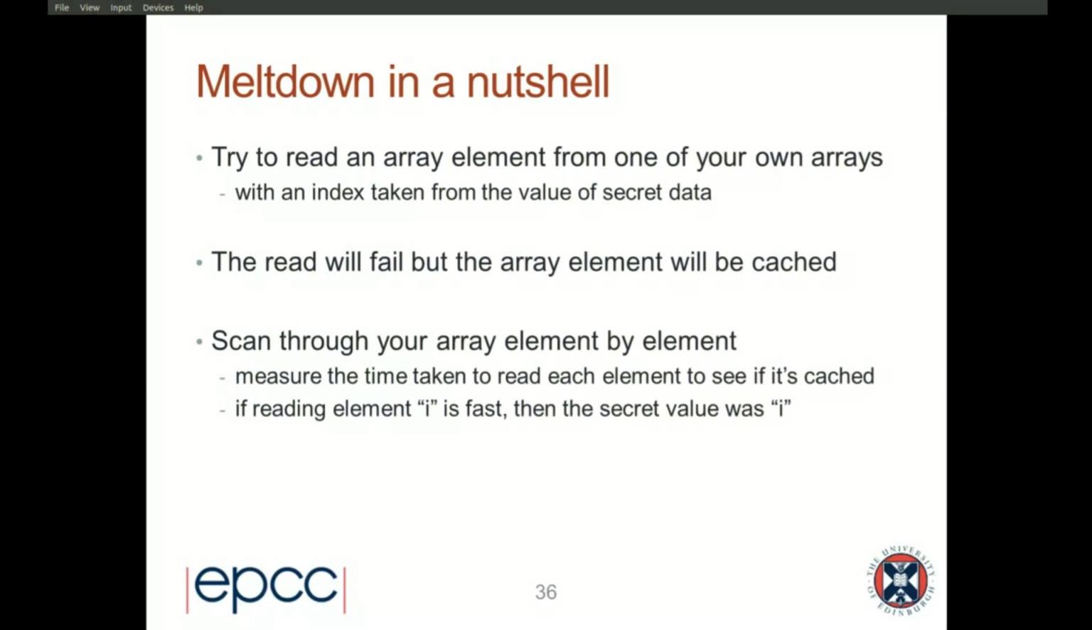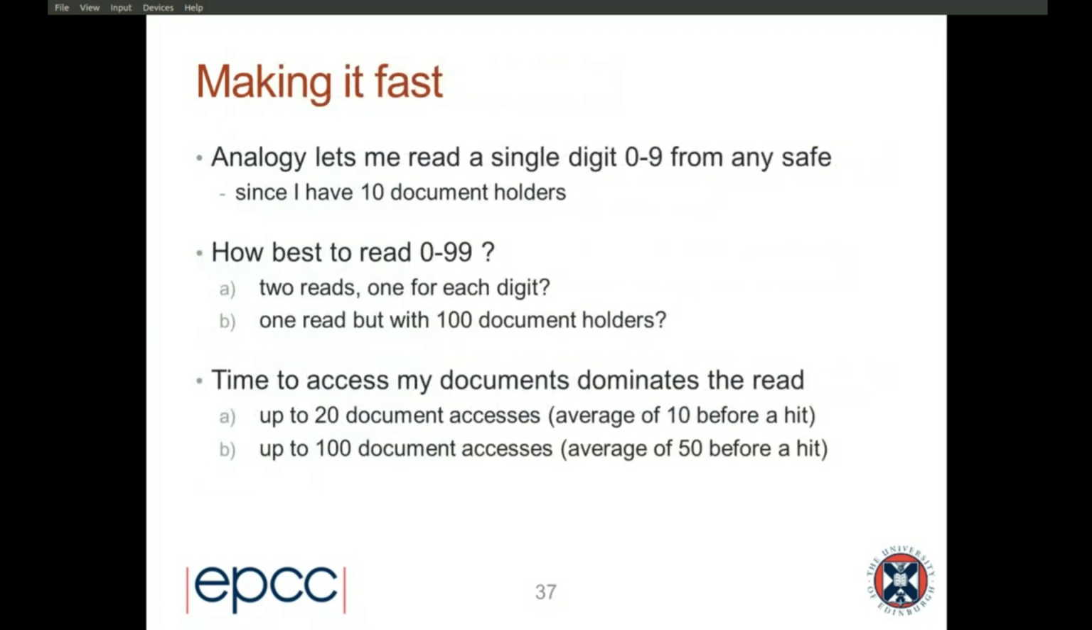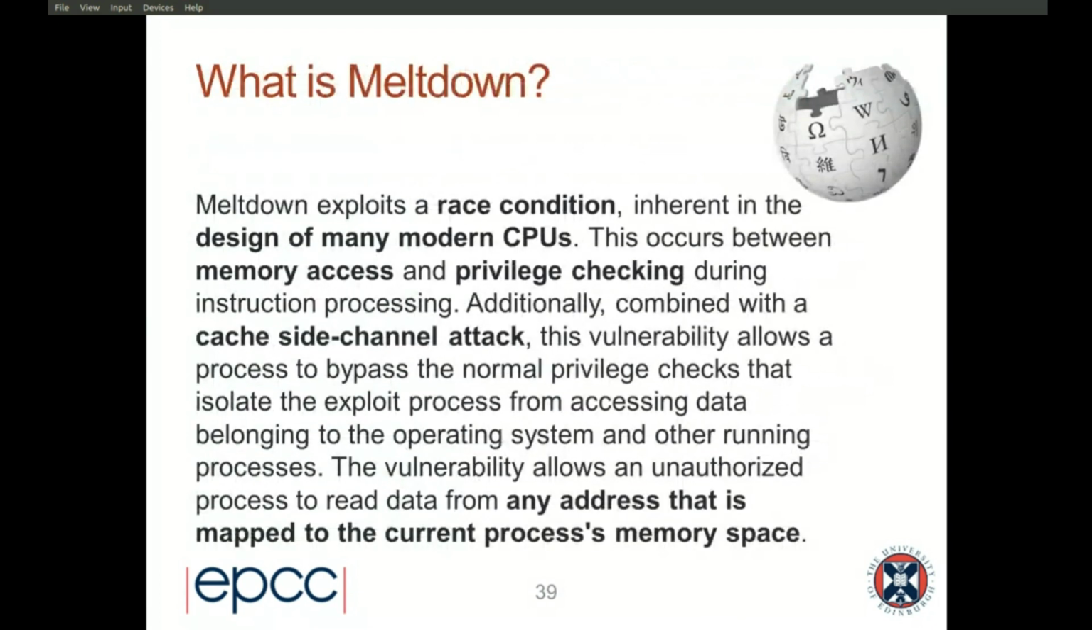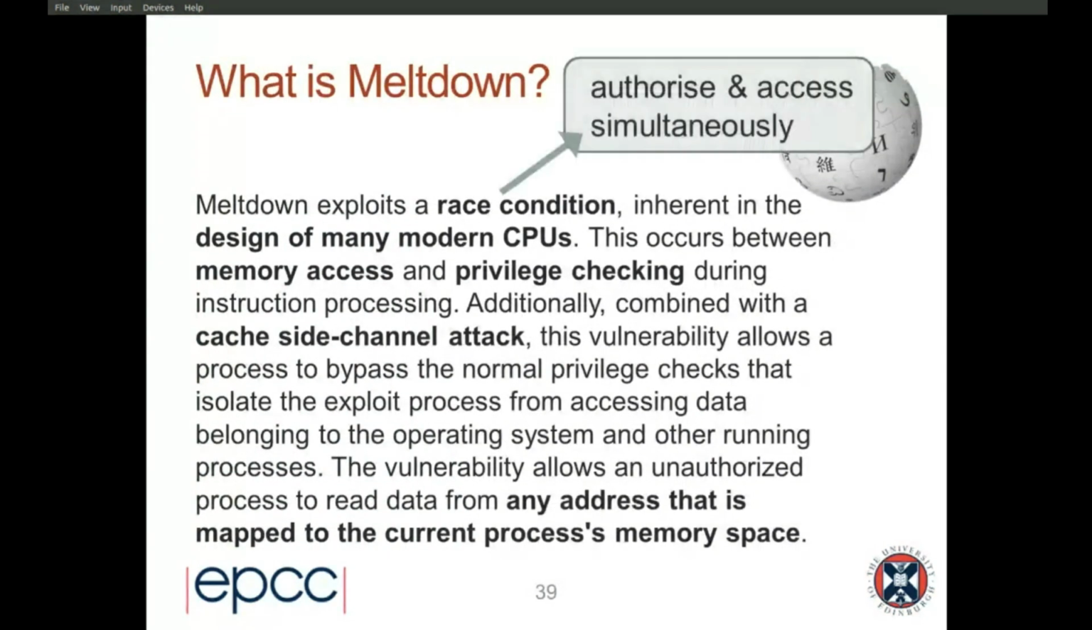Now, there are some subtleties here as to how it's done fast, which I won't go through. There are some technicalities which I'm not going to talk about here. But Meltdown exploits a race condition, which is doing two things at once which conflict with each other. The conflict here is that I tried to do the authorization and the access at the same time.